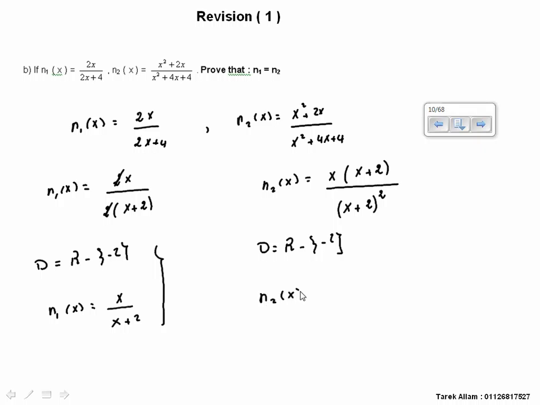And continue simplifying n2(x). We can cancel one factor of x plus 2 with one of the powers. So n2(x) equals x over x plus 2. So we look carefully at n1(x) and n2(x). They both have the same domain, and when we put n1(x) in the simplest form and n2(x) in the simplest form, they both have the same values. So n1, this is number 1, and this is number 2. By looking at 1 and 2, we will find that n1 equals n2.